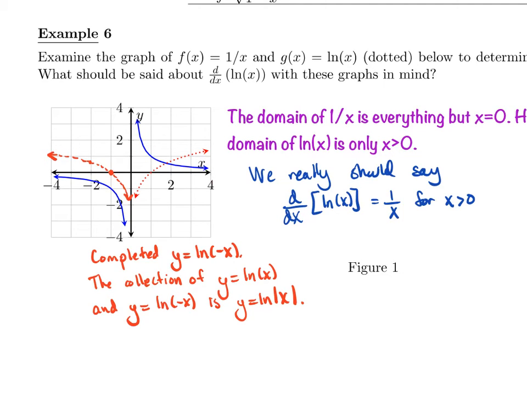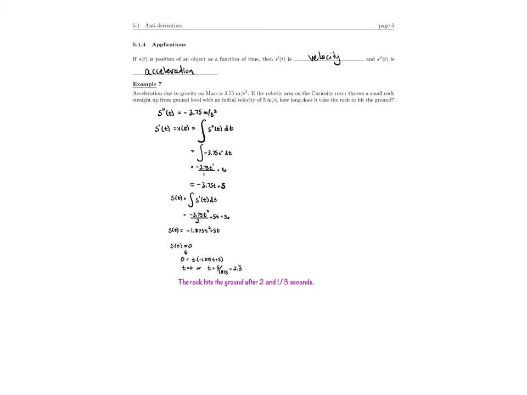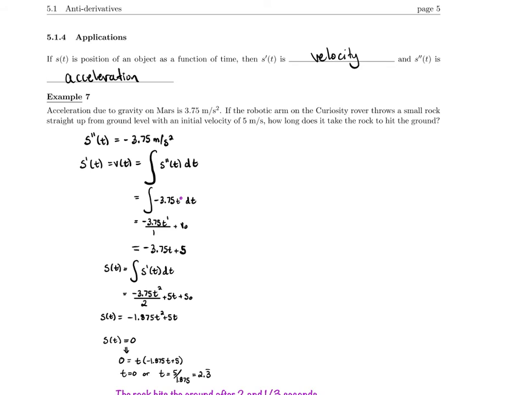Okay, our last example, which may be something that we end up doing in class the next day, is this motion example. So we know the derivative relationships between position, velocity, and acceleration. So now we're going to look at these from an antiderivative perspective. Now this is something when you took physics that you probably would have just been given formulas for. But we're going to start off with an example where we know the acceleration due to gravity, 3.75 meters per second squared on Mars. And we're going to throw a rock up from ground level with an initial velocity of 5 meters per second. How long does it take the rock to hit the ground?